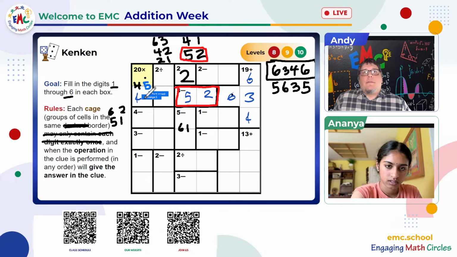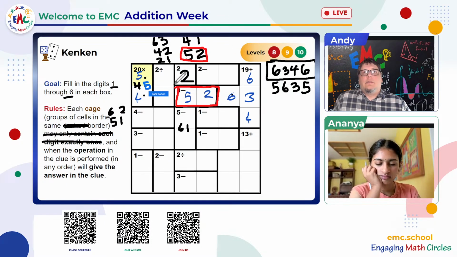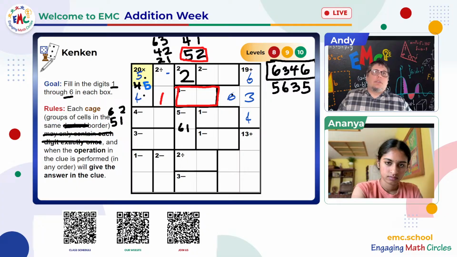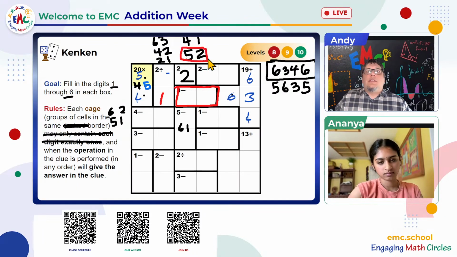So if 4 is here, that puts 5 there. And now we see what happens with these two cages, and rewind to red if we can't make it work. So for the divide to 2, the only other option is the 1, which wouldn't work. So that doesn't work. So red does not work. So it has to be 4-1.